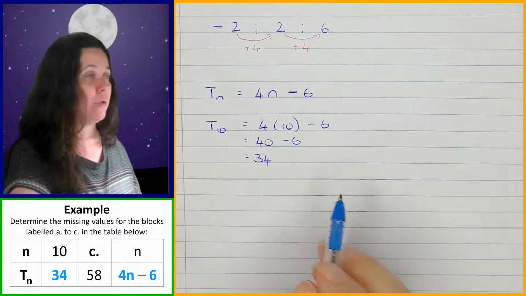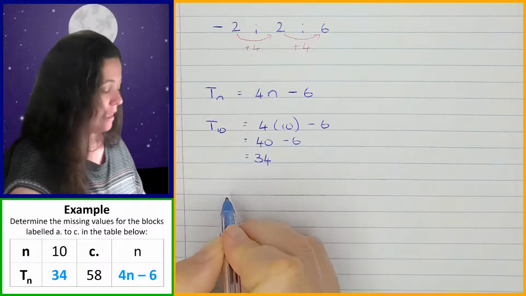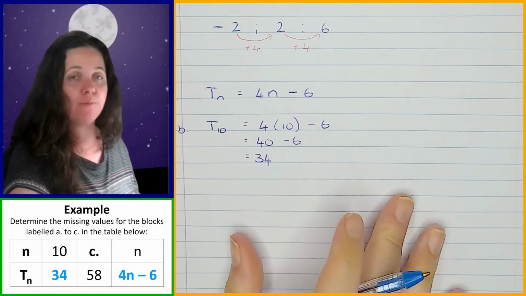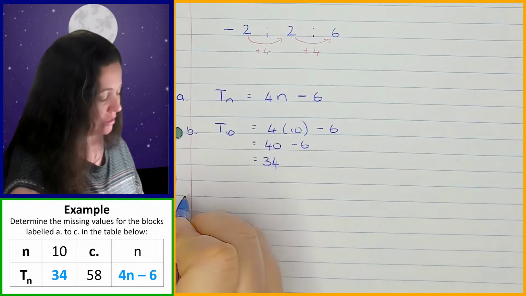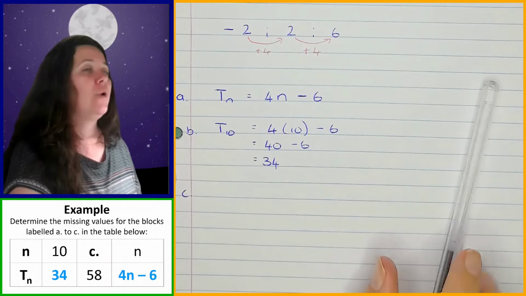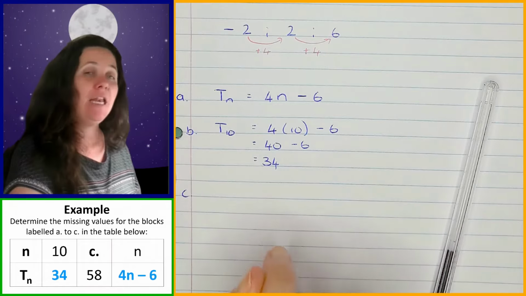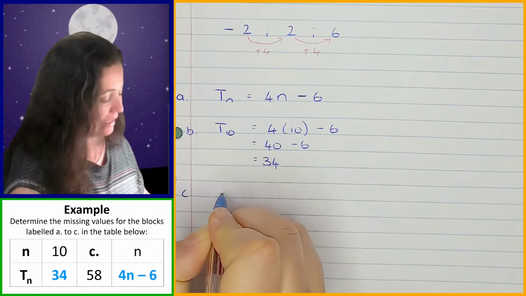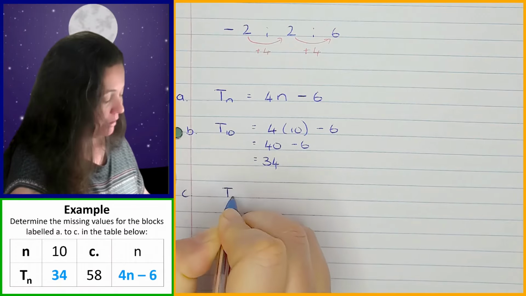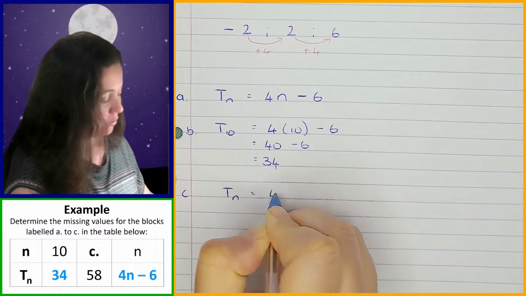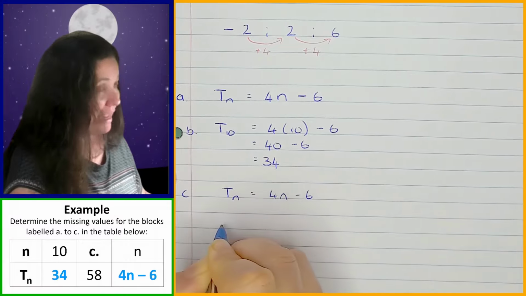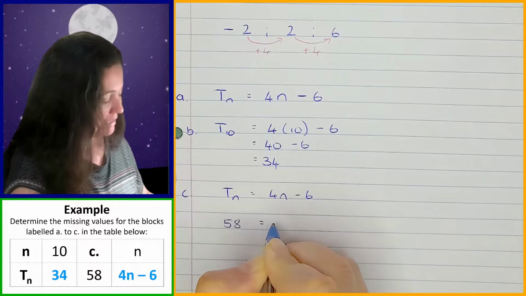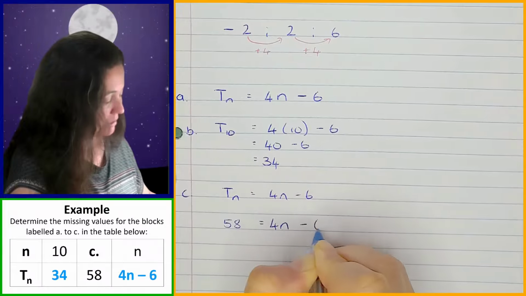And then the last one that we have to do for this example, we have to work out for question C. So this was A, this is B. Now we're doing question C. We need to work out the n value if Tn is 58. So over here, again, using that same formula, Tn equals 4n minus 6. If Tn is 58, I have 58 equals 4n minus 6.